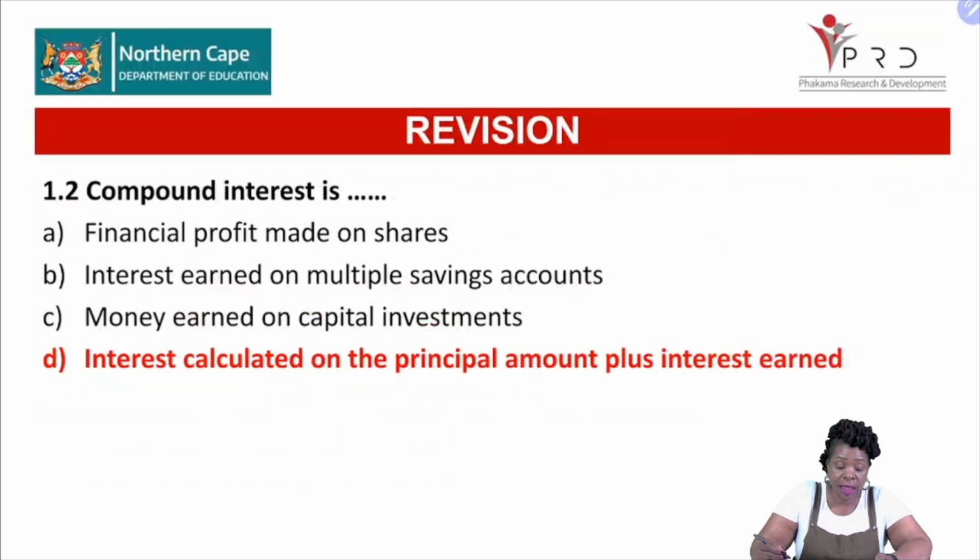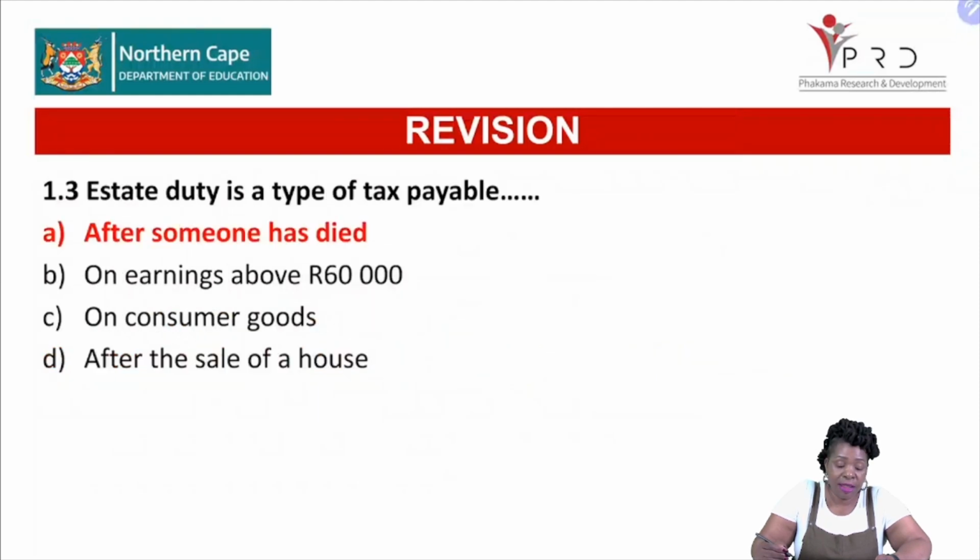Compound interest is interest that is calculated on the principal amount plus the interest earned. So our answer there is D. Right, we move on to 1.3, which says estate duty is the type of tax payable after someone has died, so our answer is A. We call that the deceased estate.